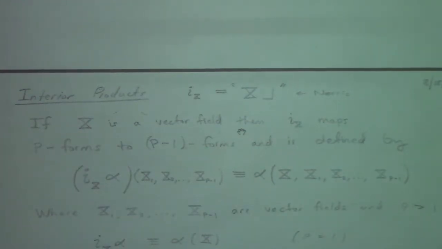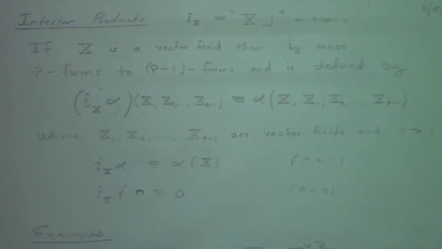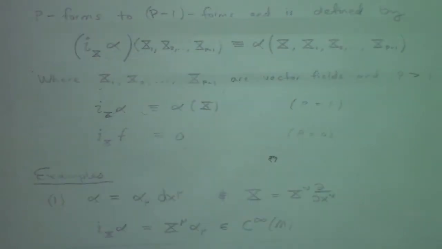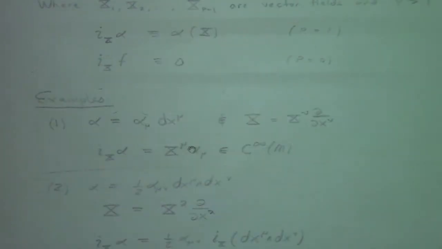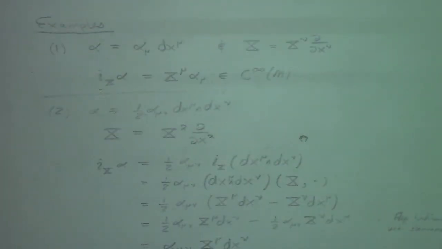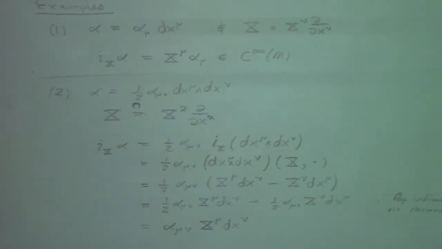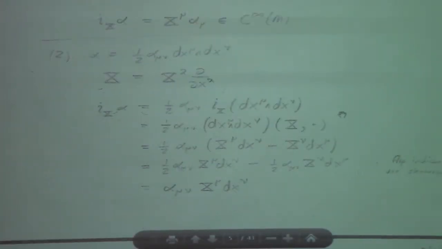Dr. Norris's notation, the hook, X hook. The interior product will take a P form and convert it to a P minus 1 form by basically contracting one of the inputs to the form. It also has nice properties that will be given down here eventually. For example, the interior product of a form with a vector gives us just the contraction of the components of the vector across the form. You can take a 2 form and turn it into a 1 form by contracting with a vector field.